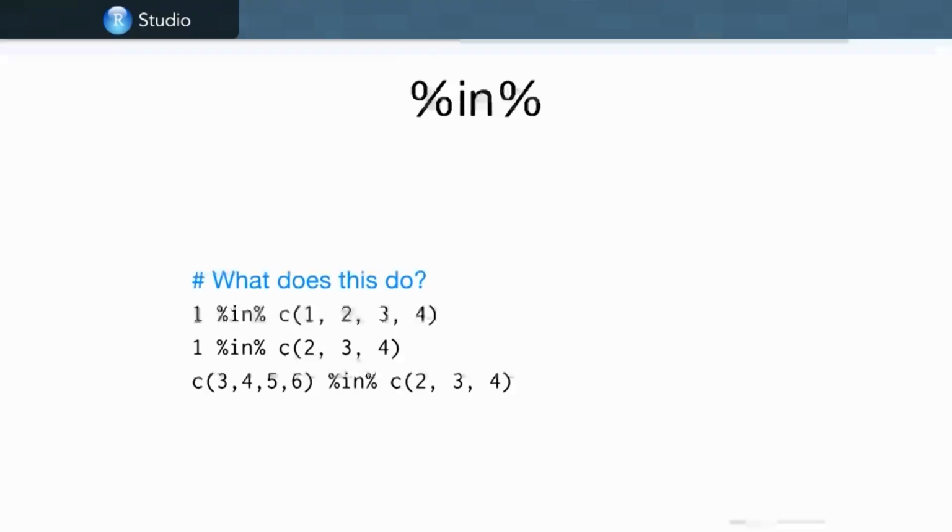Because if you're outside of a function, you could always just use the arrow assignment operator, which has evolved into the accepted style for R. Here's another operator that didn't appear in that table. It's the %in% operator. And we could figure out what it does through basic induction.